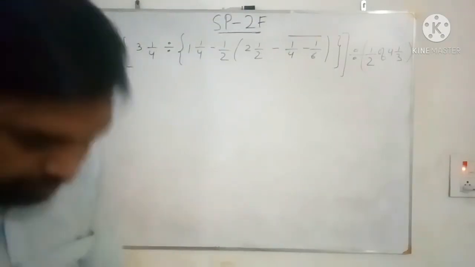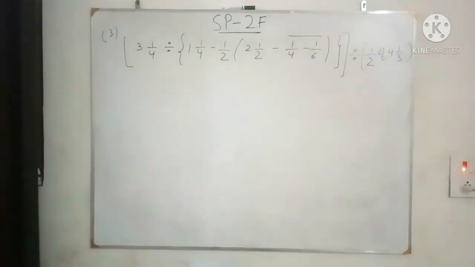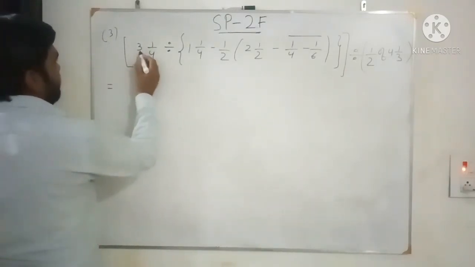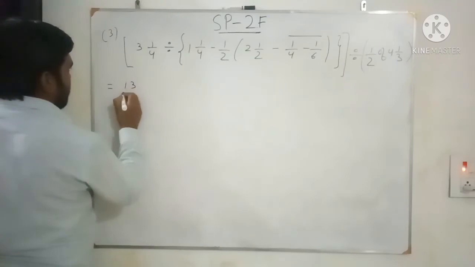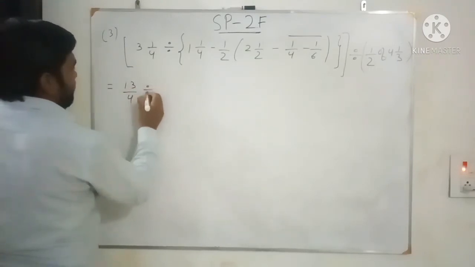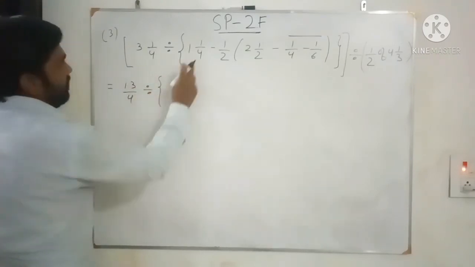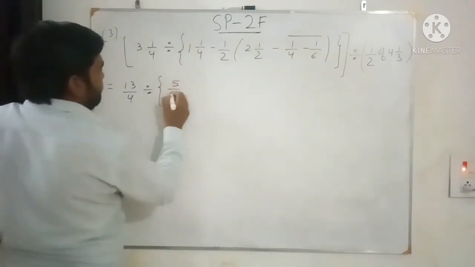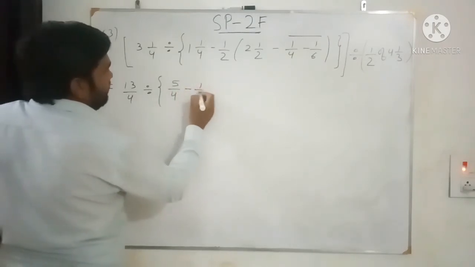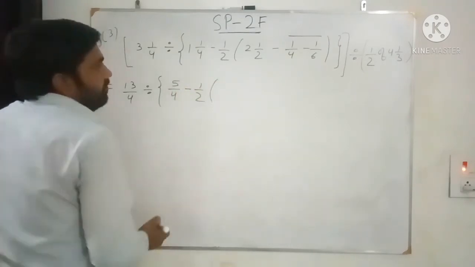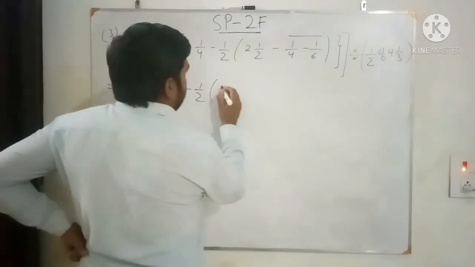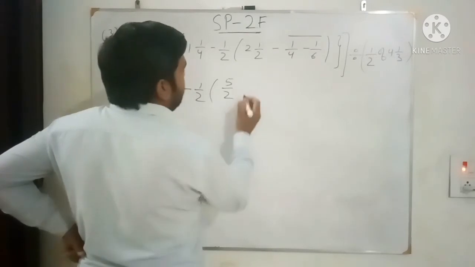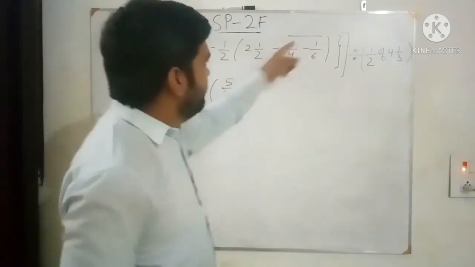Now see how we solve this question. 4 3s are 12, 1 is 13, 13 by 4. 4 1s are 4, 1 is 5, 5 by 4. 2 2s are 4, 1, 5 by 2. Now first we remove this bar.